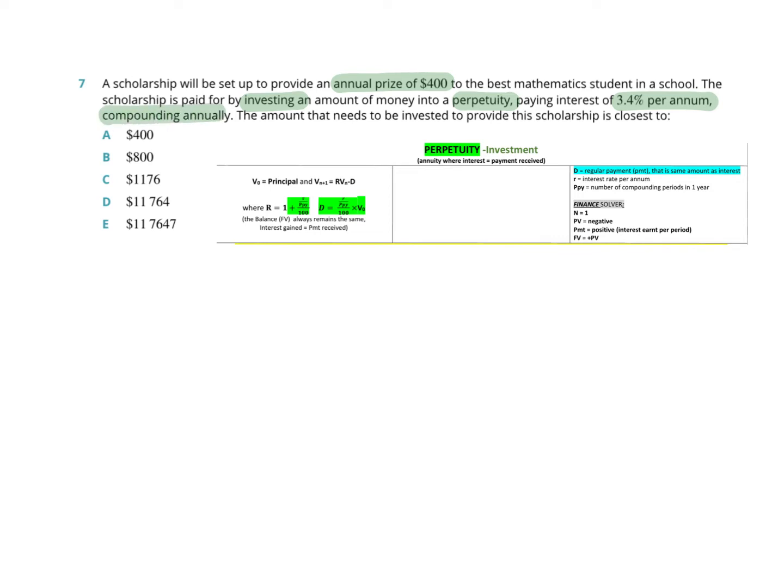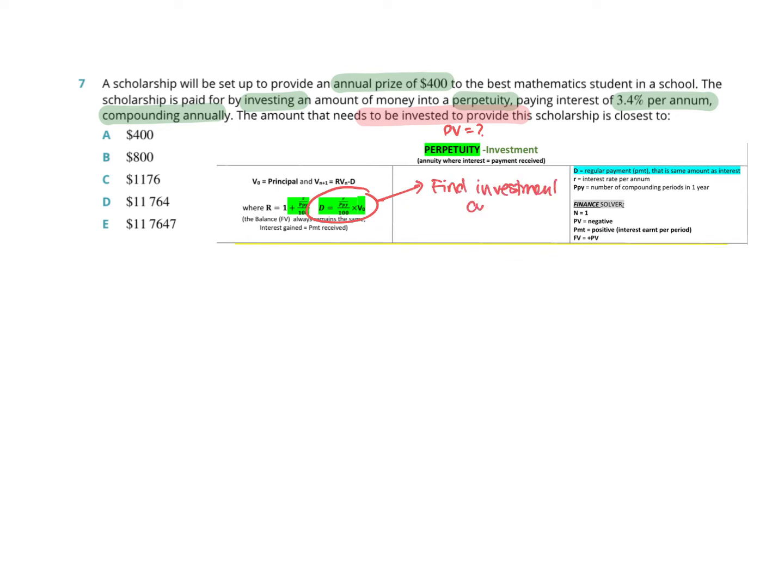The amount that needs to be invested, so this is the question, the amount that needs to be invested is closest to. So really what we're saying there, that's the PV question mark again. So I've put we'd be here on our formula sheet where we've now written this is how we find the investment amount.